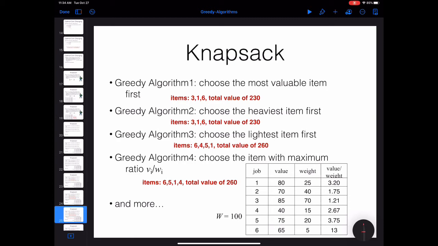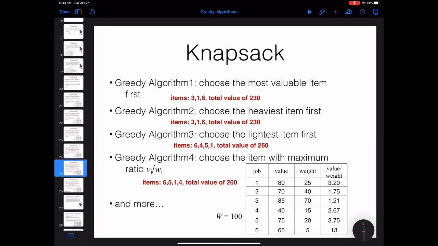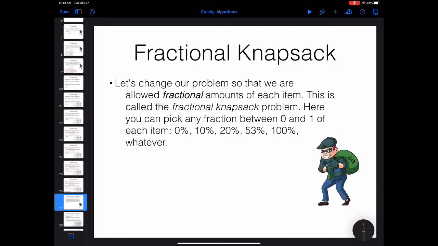So none of these strategies give me the optimal answer, and none of them is optimal, in fact, for the 0-1 knapsack, where you can either take the item or just leave it. So there is no greedy algorithm that works in this problem. I'm going to just leave this problem. We have already solved it using dynamic programming.